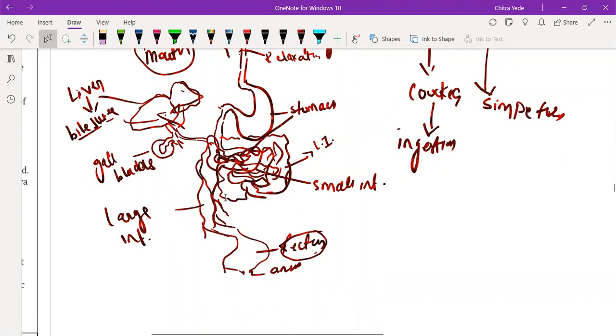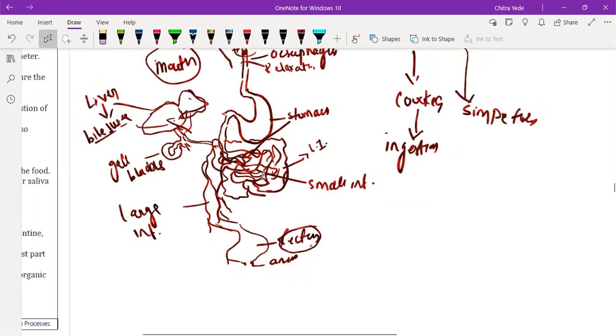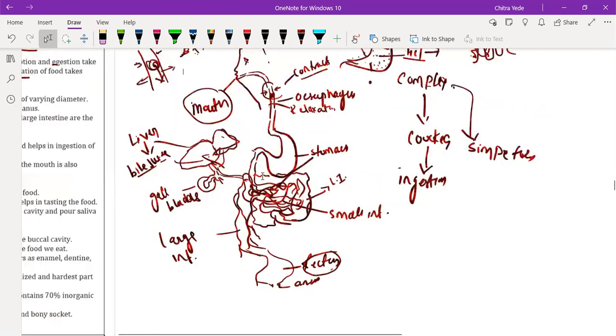So in the large intestine there is no digestion process. Only if there is a need for water and salt for the body, it absorbs salt and water. Okay, and then the waste product is deposited in the rectum, and from time to time it is removed from the body. So this is how the digestion process takes place in a human being. Okay, beta?